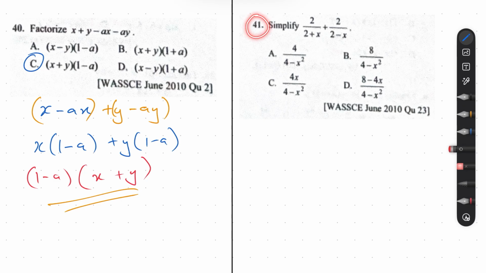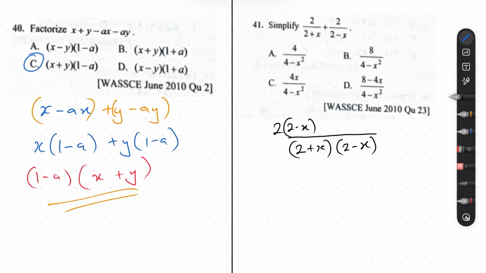Question number 41. It says simplify this expression. So we just simplify. We find the LCM. What's the LCM? It's just a multiplication of the two denominators. You have 2 minus x. And then on top, this 2 plus x cancels out. We are left with 2 minus x, and that will multiply 2. So we have 2 minus x multiplying 2, plus 2 multiplying the other one. This 2 minus x will cancel this, so we'll be left with 2 plus x.